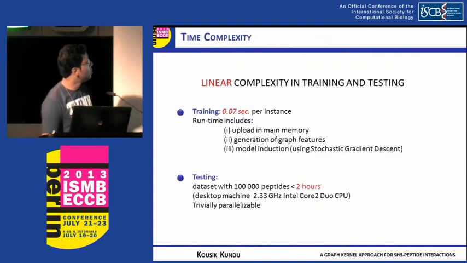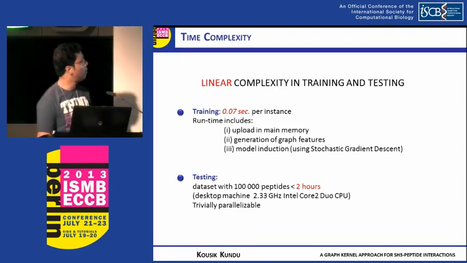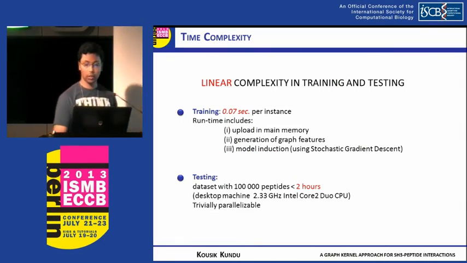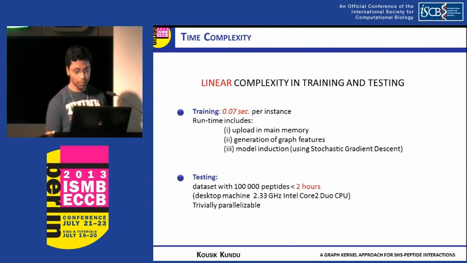Okay, so the time complexity. Our model has linear complexity in training and testing. We can train one instance in 0.07 seconds. This runtime includes the upload into main memory, generation of graph features, and model induction using stochastic gradient descent. And we can test 100,000 peptides in less than 2 hours on a normal desktop machine, and the program is also trivially parallelizable.